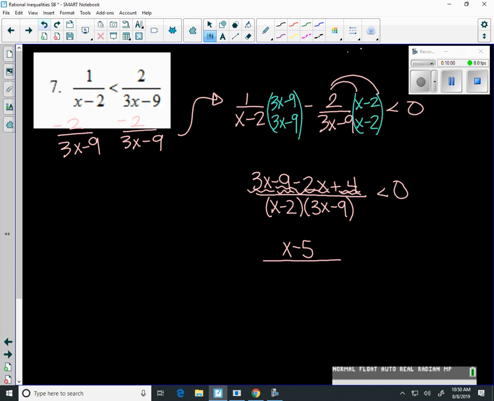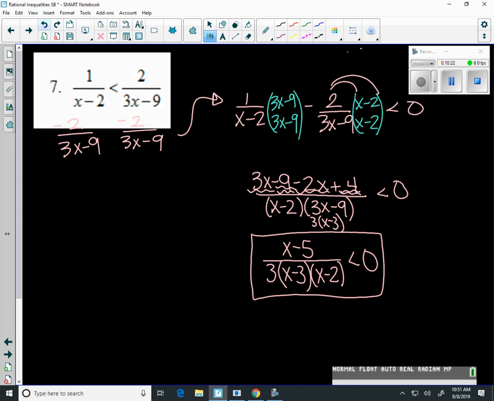In my denominator, I'm just going to switch the order here. I'm going to pull that 3 out of 3x minus 9, make this 3 times x minus 3. So there's my combined rational function. It's a really pretty one. We have nice stuff to look at here.